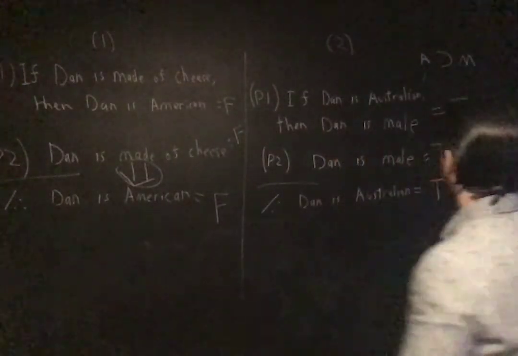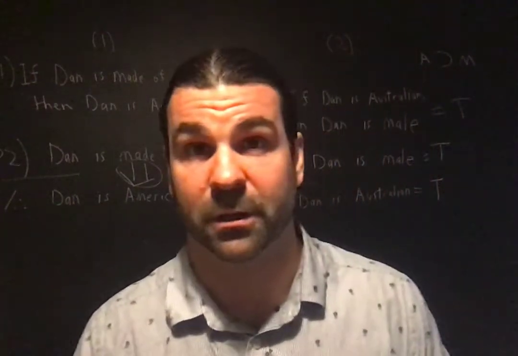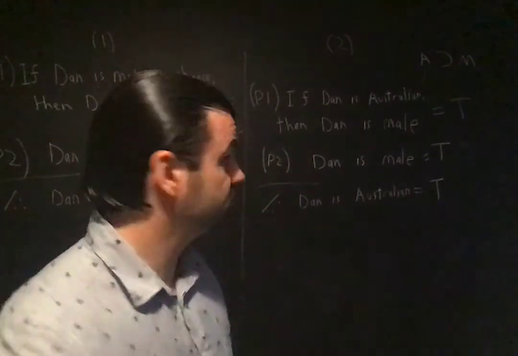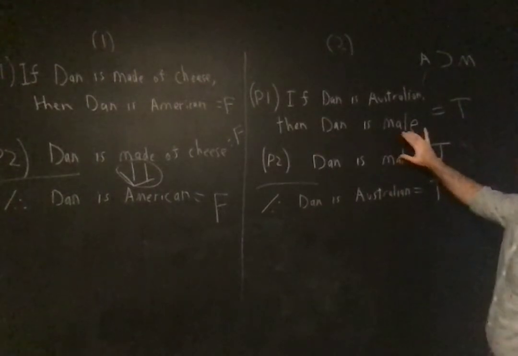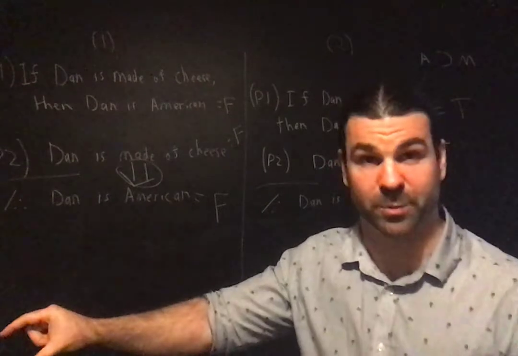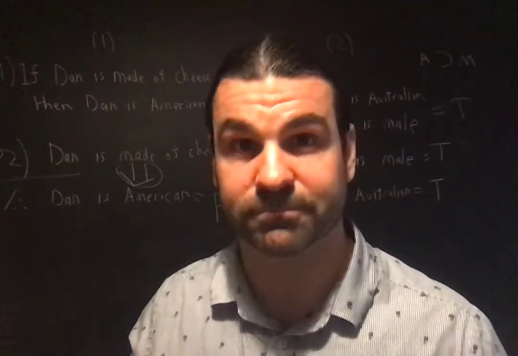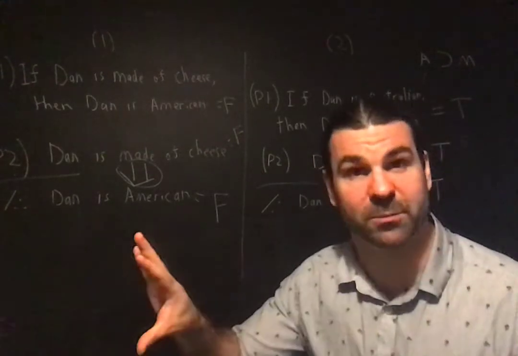So you can just imagine I am an American male, right? I'm male, it's true that I'm male. Since I am still male, it's true that if I was Australian, I'd also be male. Maybe in this world, Australia is full only of males. Okay? So that would be a world in which the premises are true.